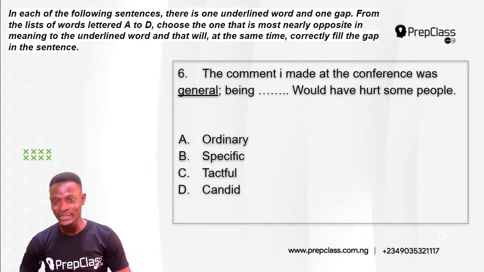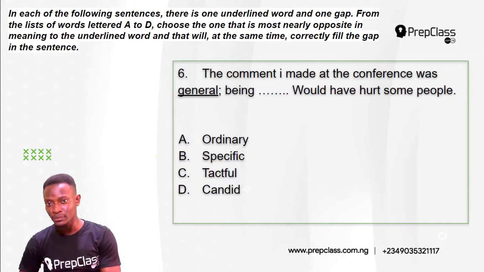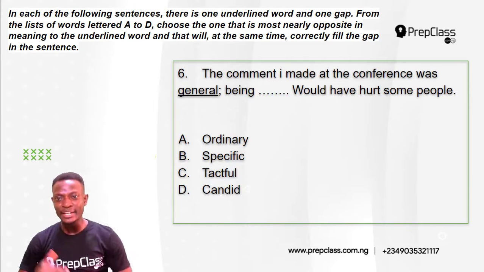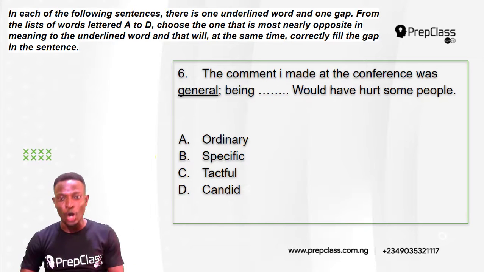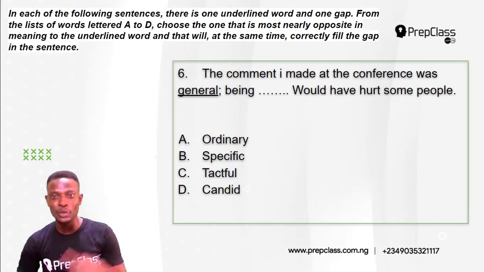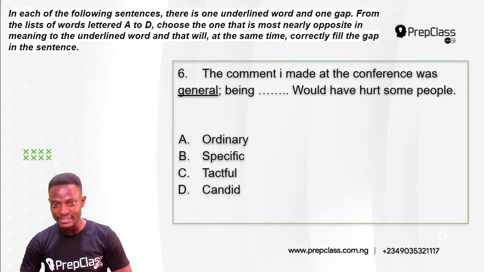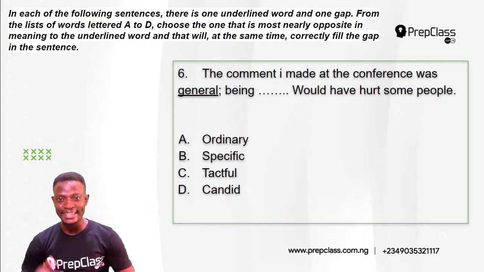Alright, question 6 reads: the comment I made at the conference was general. Being dash would have hurt some people. Now, the underlined word here is general. So we have to select the option that is most nearly opposite in meaning to general and will at the same time correctly fill the gap in the sentence. The options we have are A, ordinary, B, specific, C, tactful, D, candid.